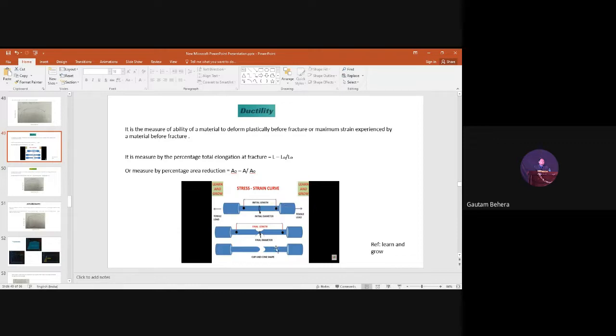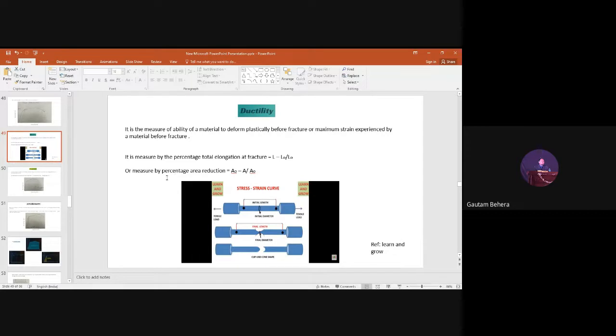So they can be expressed in terms of reduction in cross sectional area. They can be represented in the form of increase in length, right? So this is called percentage total elongation at fracture. Percentage total elongation at fracture is instantaneous length minus original length divided by original length, right?